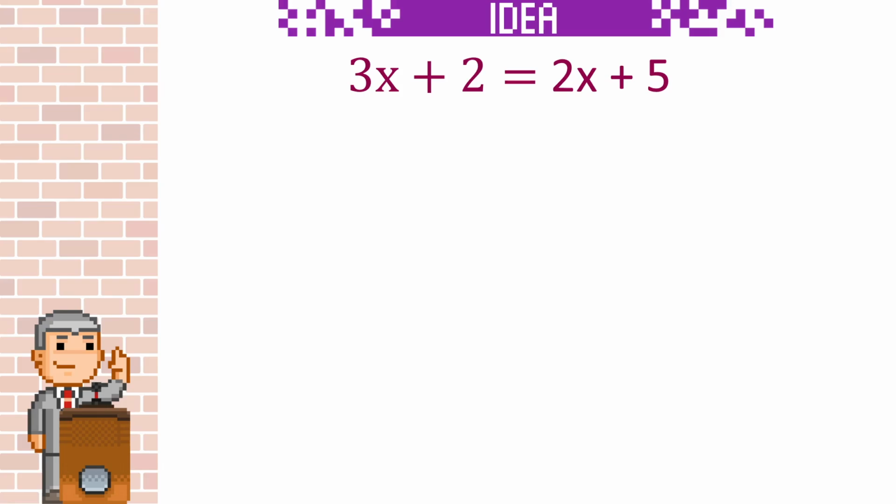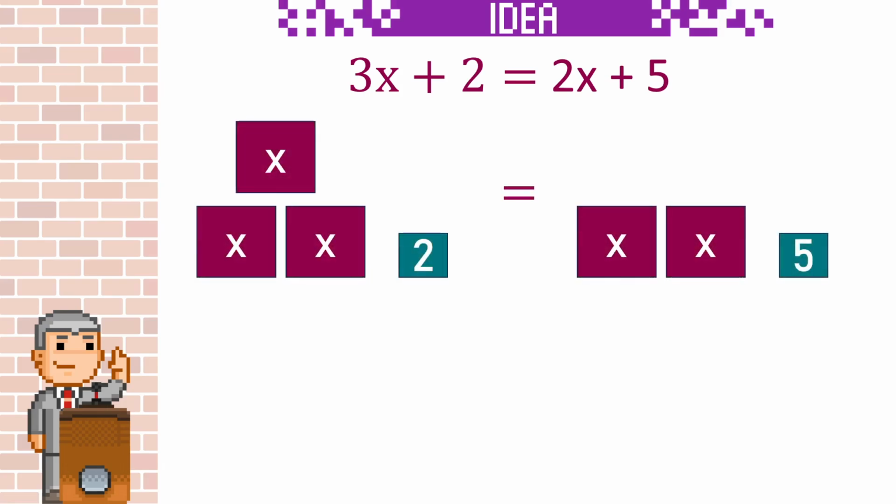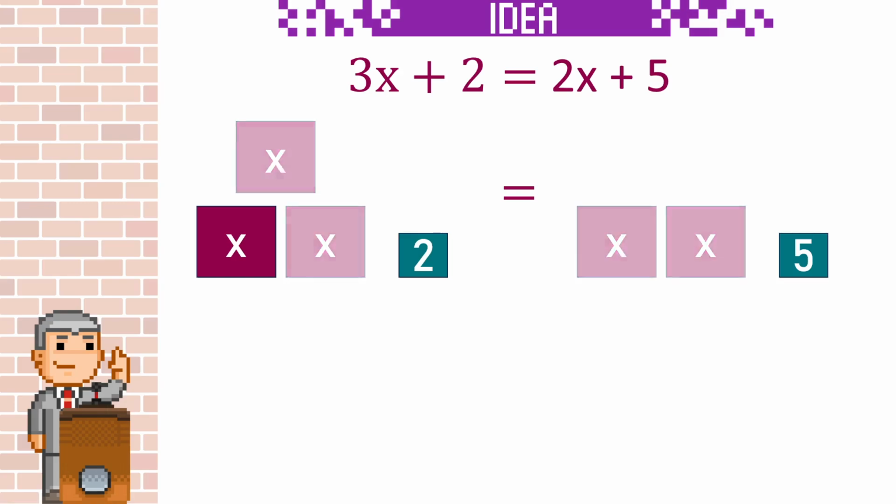Let's visualize this equation. We have 3 x's on the left and a plus 2. On the right we have 2 x's and a plus 3. The rule we must follow when solving is we must do the same to both sides. It would make sense to remove 2 of the x's from both sides.